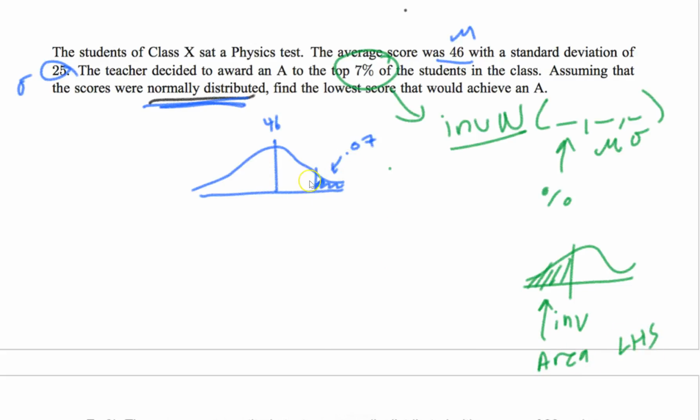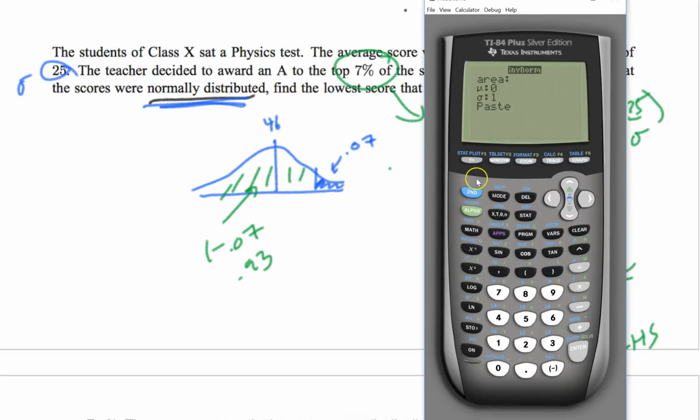So over here I've got 0.07 on the right hand side. Well, lucky for us, this whole thing is 1. So that makes this left hand side 1 minus 0.07, or 0.93. So that's the area I put in there. I already have the mean and standard deviation: 46 and 25. It's a low test score. That's also a very big standard deviation, by the way, so it sounds like a crappy class. Hit enter and you get about 82.89.